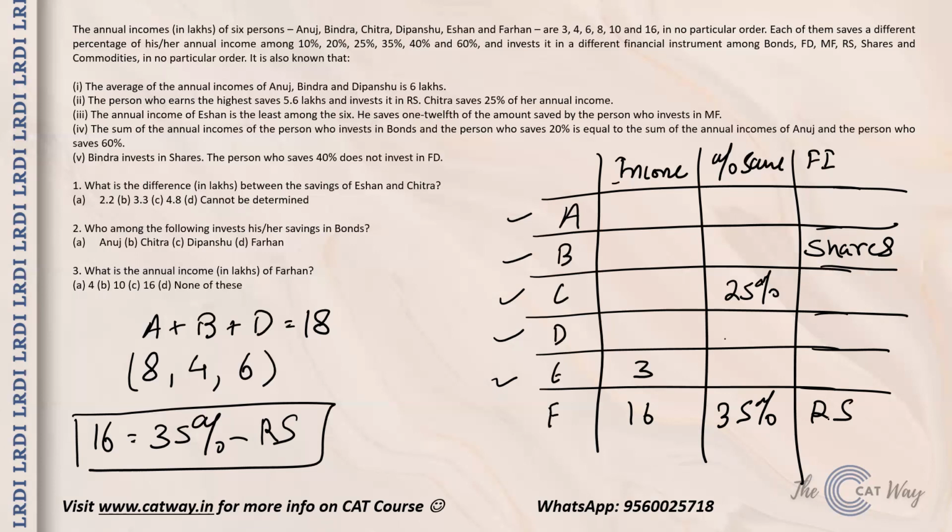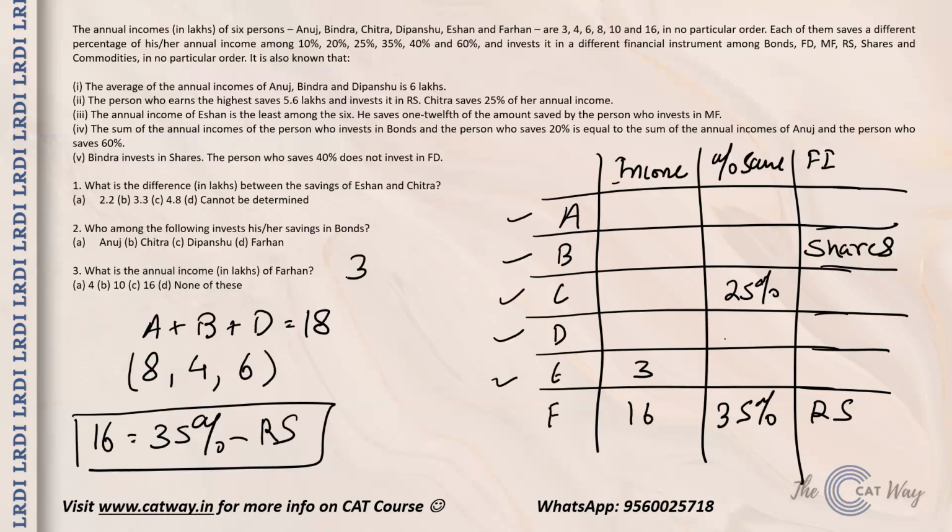Let's see what else can be done. Ishan saves how much? He saves 1/12 of the amount saved by the person who invests in mutual funds. So for 3, if you calculate at different percentage values, he is getting 3 lakhs. Now if you make the cases for what he can save, he can save 10%, that is 0.3.